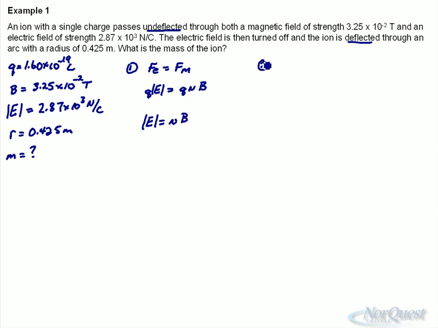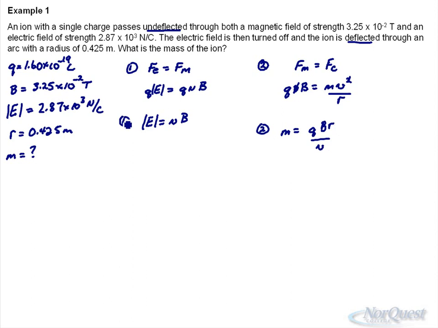Second formula talks about us being deflected through an arc, so this is F magnetic equal to centripetal, QVB equal to mv squared over r. Again, in this one, velocities divide out, and since we're looking for mass, it leaves us with a mass equal to QBR divided by velocity. So there's formula 2.